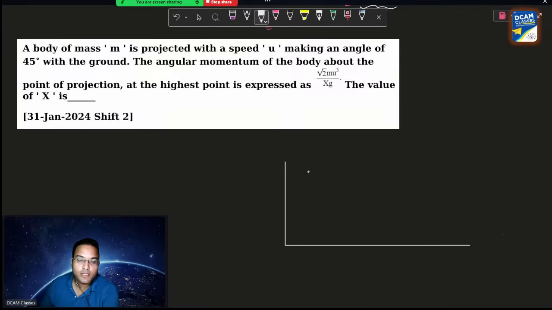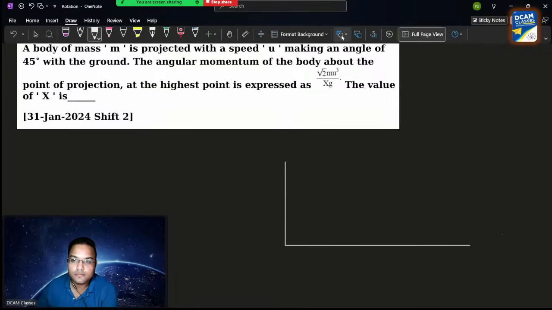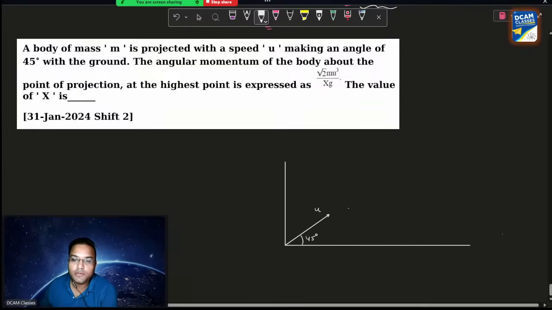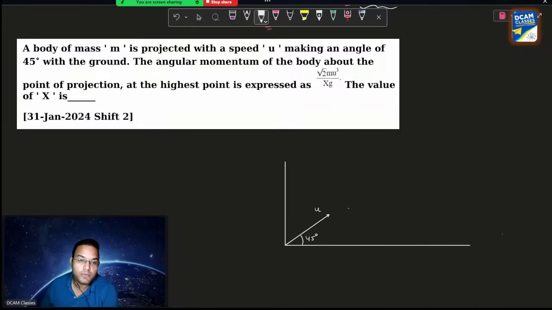You see, a body of mass m is projected like this at an angle of 45 degrees with the ground with the speed u. Find the angular momentum of the body about the point of projection at the highest point. It will move like this. We all know this is a projectile motion. At the highest point, this is the highest point. They want the angular momentum about the point of projection, about O.